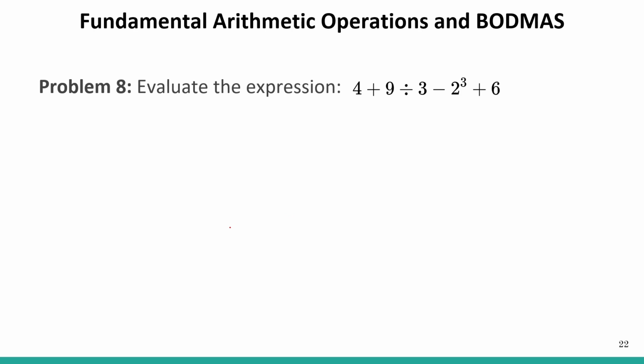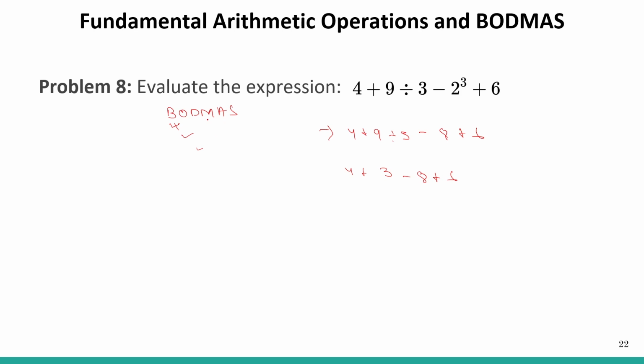So let's do problem number 8. Evaluate the expression 4 plus 9 divided by 3 minus 2 power 3 plus 6. We'll again use the BODMAS rule. Are there any brackets? No. Are there any exponents? Yes. So let's solve it. So 4 plus 9 divided by 3 minus 8 plus 6. So this was done. Now let's go for division. Is there any? Yes. So 9 by 3 is equal to 3, giving 4 plus 3 minus 8 plus 6.